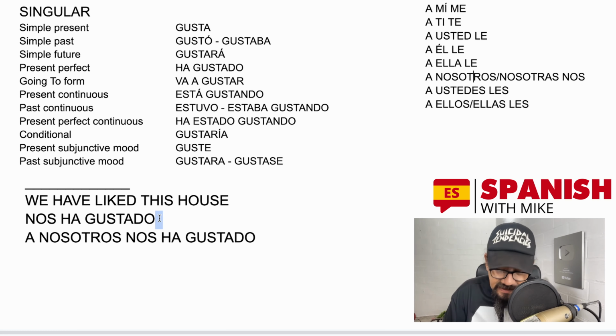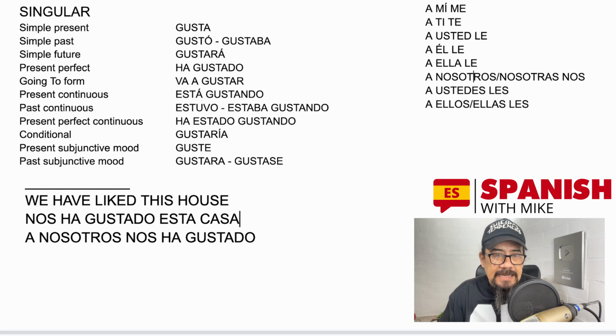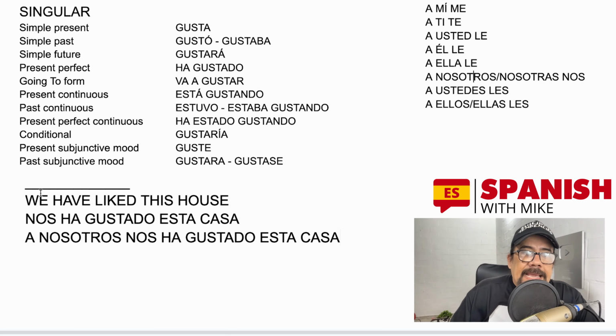And then the rest of the sentence. Esta casa. And this is the way we use this. We have liked this house. Nos ha gustado esta casa. A nosotros nos ha gustado esta casa. That's it. And you can do exactly the same with other things.